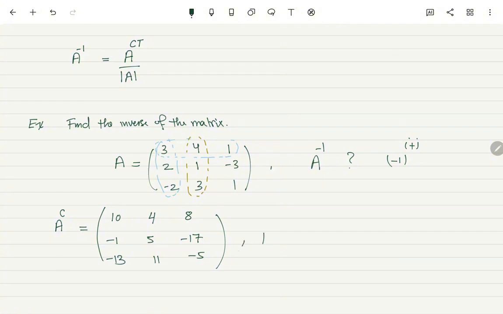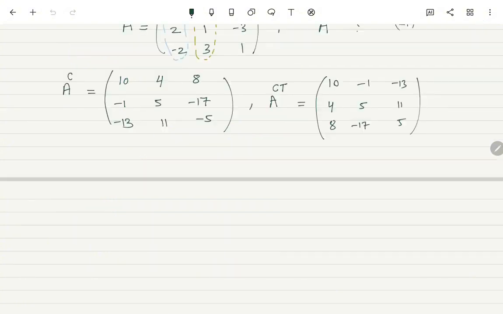Now for the transpose of the cofactors matrix, we transform every single row into a column. The answer will be 10, 4, 8, minus 1, 5, minus 17, minus 13, 11, 5.